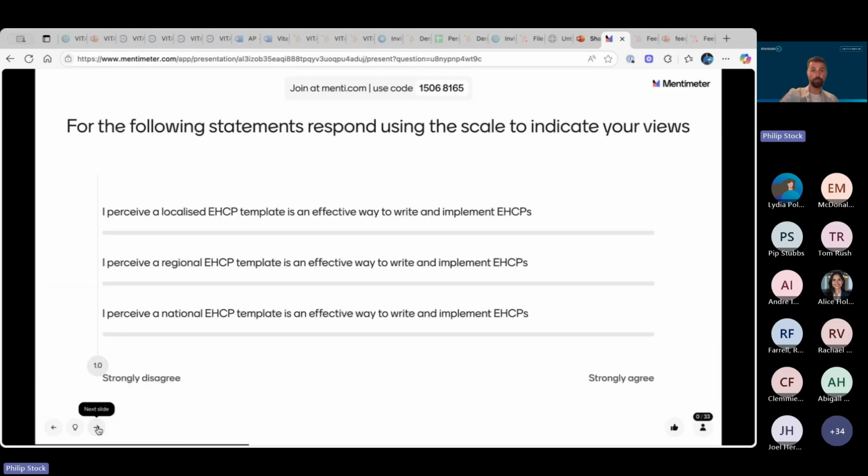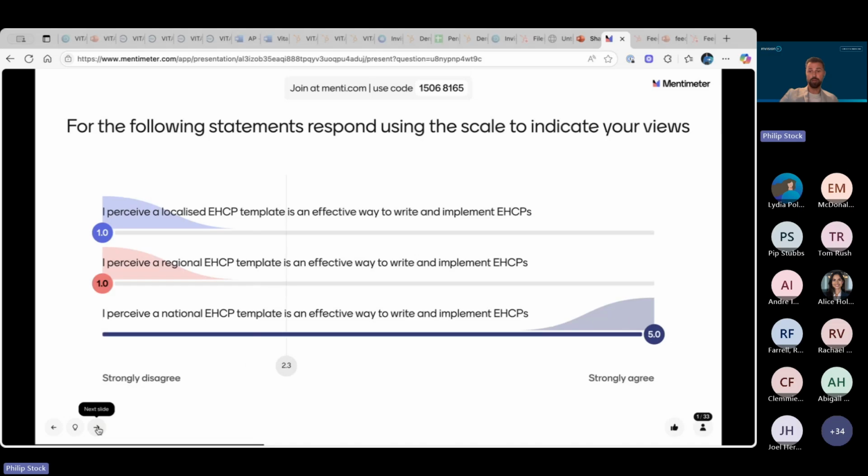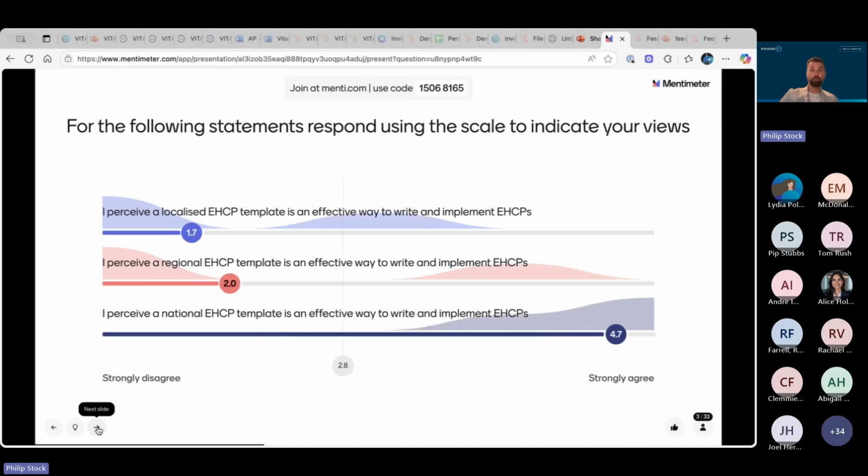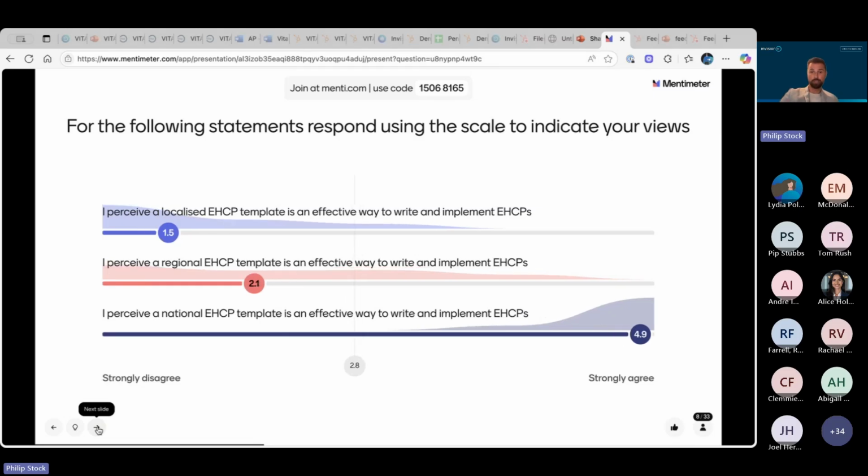Okay, the next one, and you've got 5 options from strongly disagree all the way to strongly agree. It might be you put the same response for all 3, that's fine. You might think all 3 are effective. You might think one is, one isn't, 2 are, 2 aren't. You just have to, for each of those, rank your perceptions from strongly disagree, unsure, agree, strongly agree. It'd be good to get some sort of ranking of where we feel some of these template types stand.